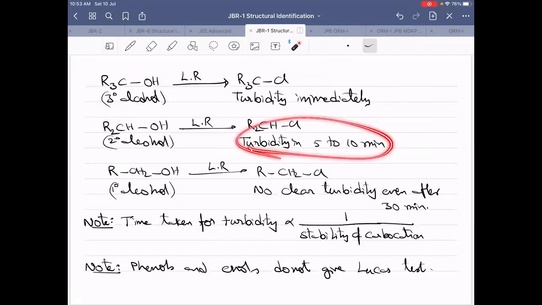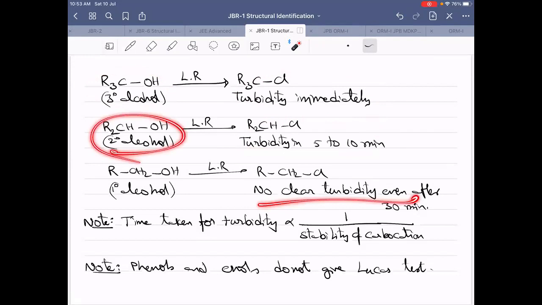If it takes 5 to 10 minutes, a little time, then it is a secondary alcohol. But if it takes more time, like 30 minutes to 1 hour, and you are still doubtful whether turbidity is formed or not, or only little turbidity is visible, then it is a primary alcohol.